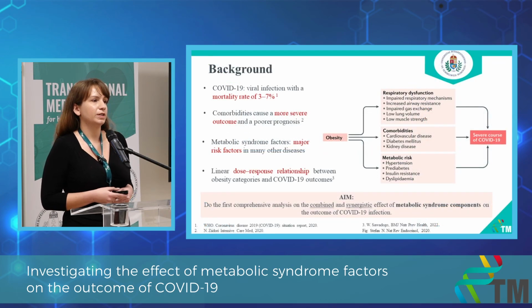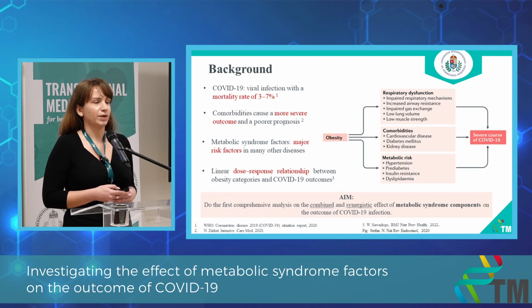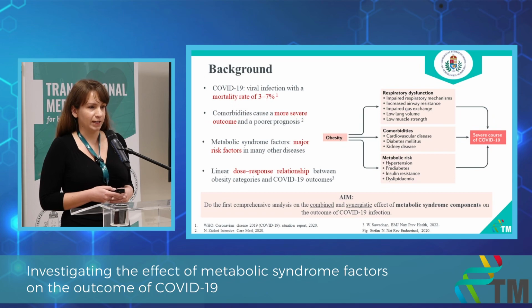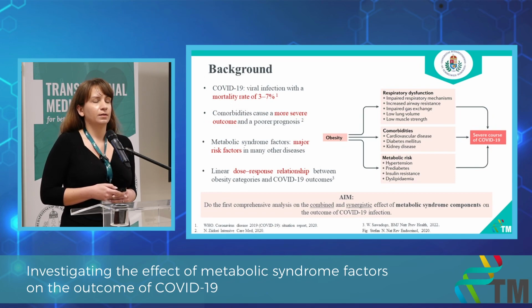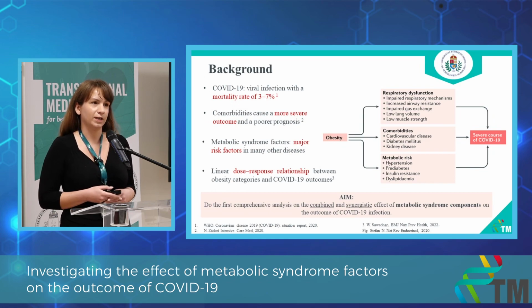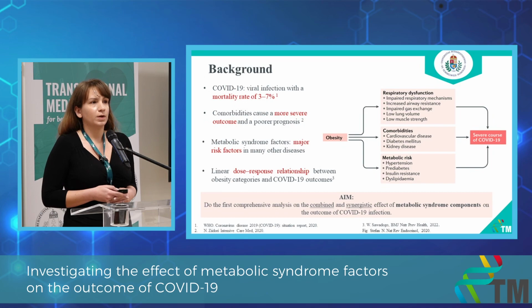As we all know, the mortality rate of COVID infection ranges between 3 and 7%, and the clinical representation ranges from asymptomatic infection to mild respiratory tract symptoms to even severe pneumonia and multi-organ failure. Earlier studies have shown that comorbidities can lead to a more severe disease outcome. Furthermore, as I already mentioned, these 4 metabolic syndrome factors are major risk factors in many other diseases.